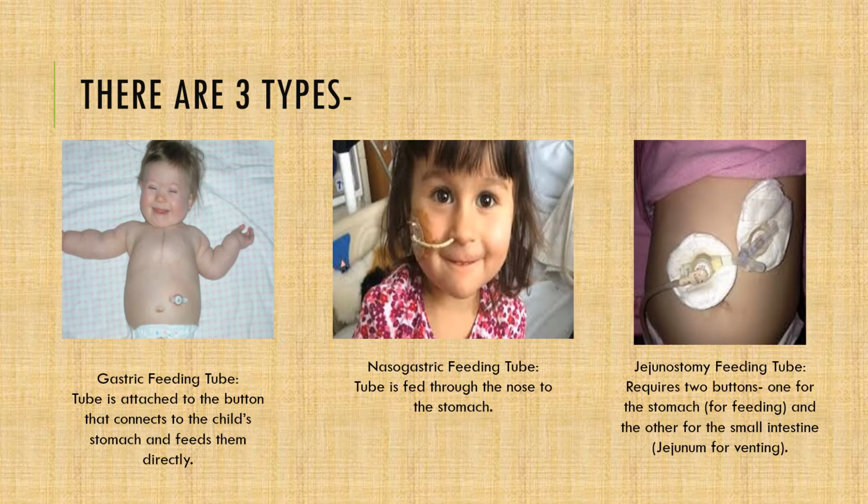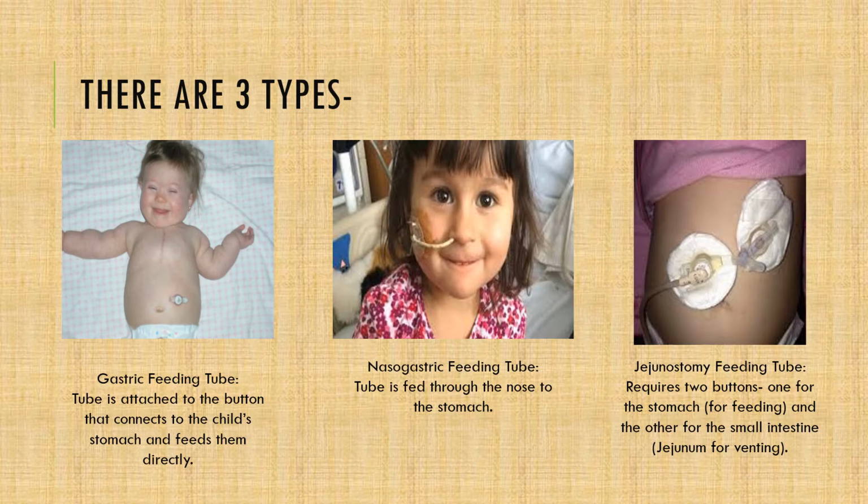There are three types of feeding tubes that you may come in contact with. The first is the gastric feeding tube, also called the G-tube. This is a tube that is attached to a button that has been implanted into a child's stomach. The child would be fed directly into the stomach.